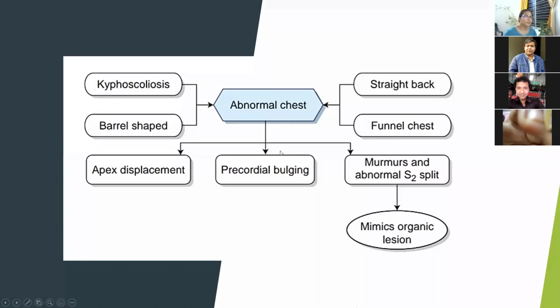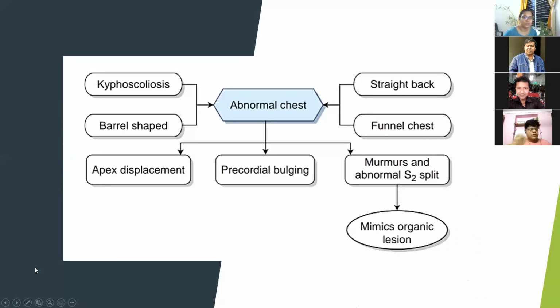All these abnormal shapes will lead to displacement of the apex from its normal position. It will give rise to precordial bulging, and it will give rise to murmurs and abnormal splitting of the second heart sound. And all these findings will mimic a cardiac lesion, although the patient may not have any cardiac disease. So that is the importance of abnormal shape of the chest.